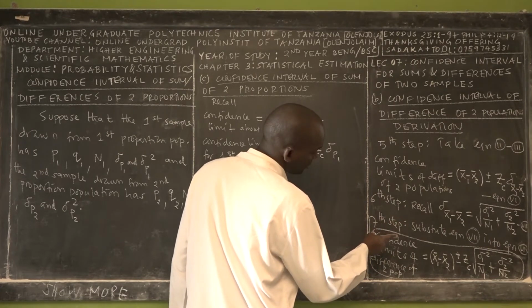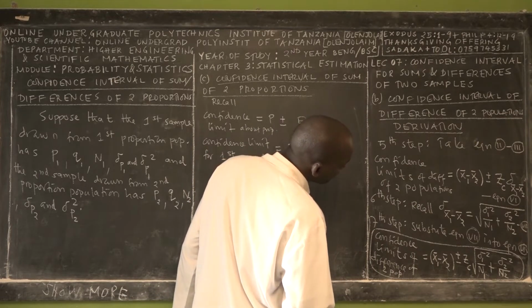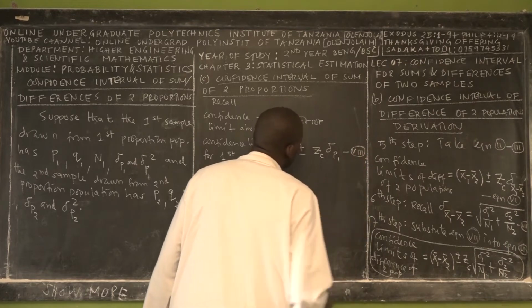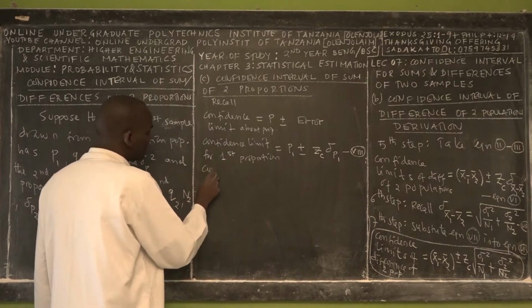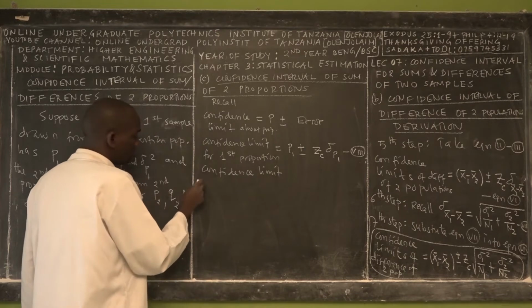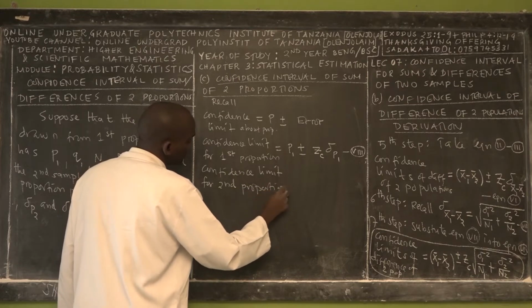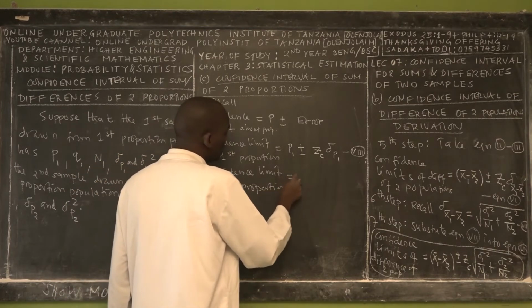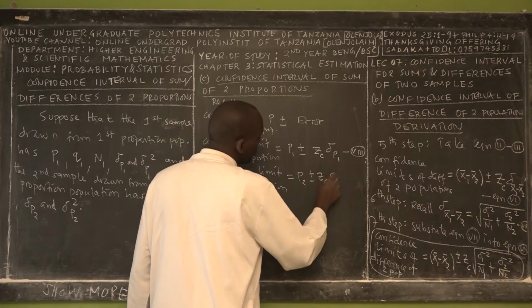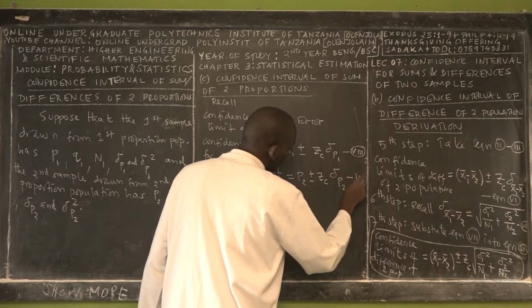So that was equation 6, or equation what? Equation 7. So suppose this is equation 8. Again, confidence limit for what? For second proportion. Second proportion is equal to probability of success 2 plus or minus ZC standard deviation of proportion 2. So this is equation 9.